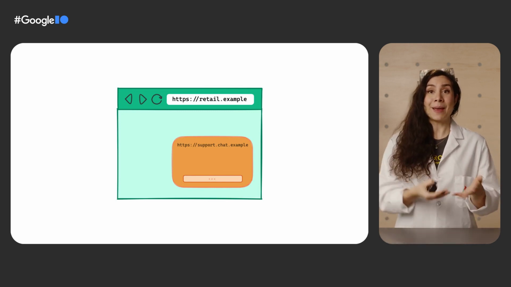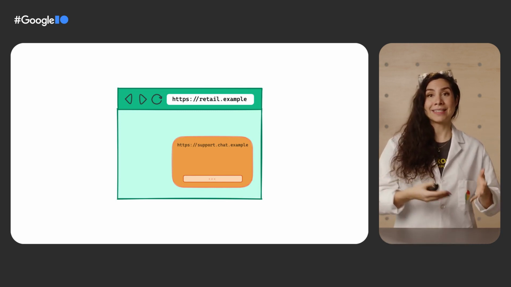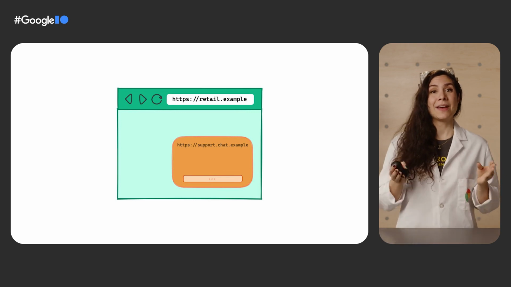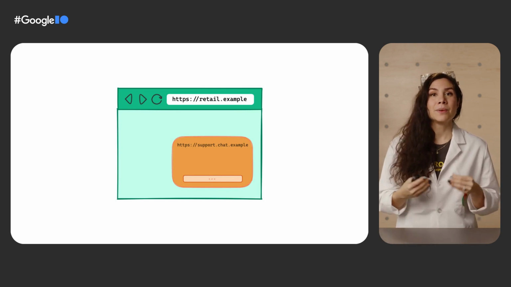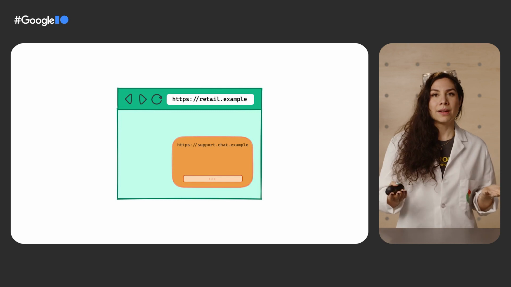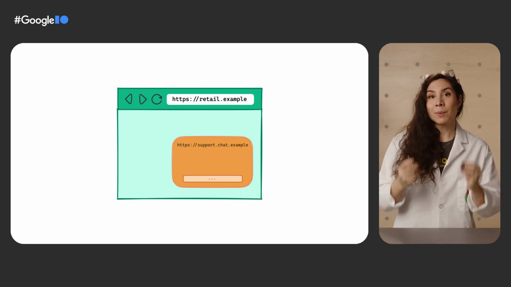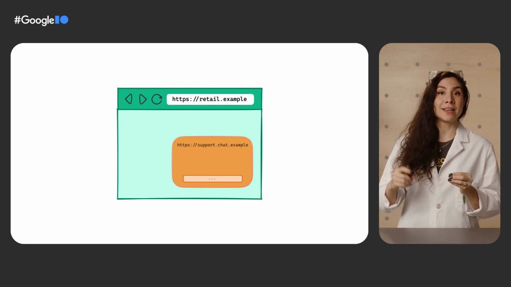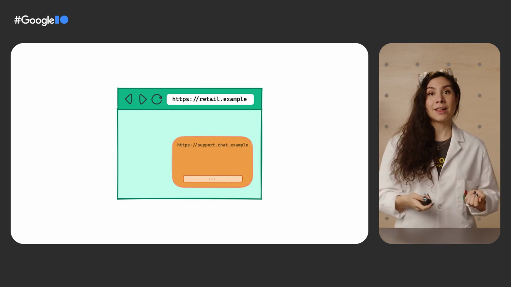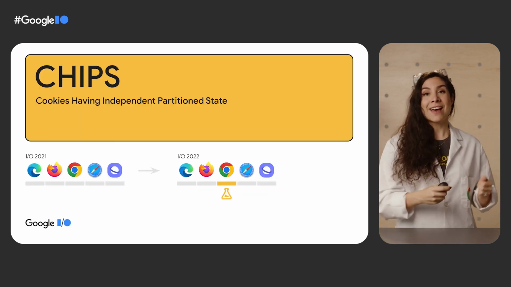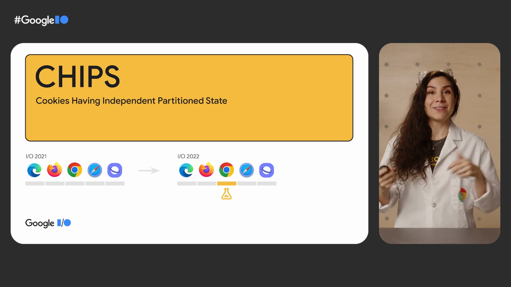If you're chatting with your bank, who uses a third-party chat app, and need to get help across platforms or sites, this can be a big problem. So what can we do about that? What if there was a way to preserve the helpful part of cookies but remove the cross-site tracking part? To do that, we're experimenting with Cookies Having Independent Partitioned State, or CHIPS.